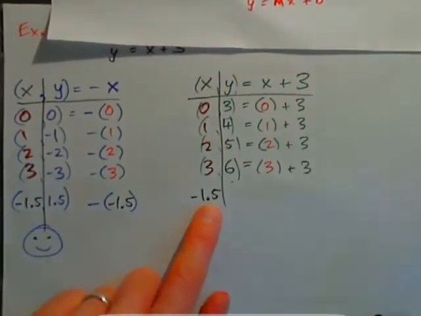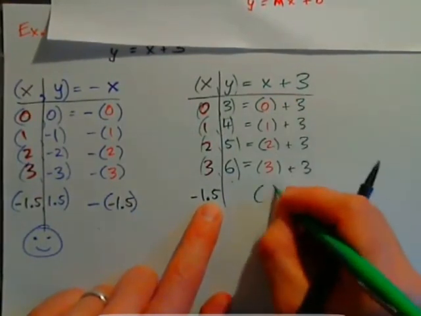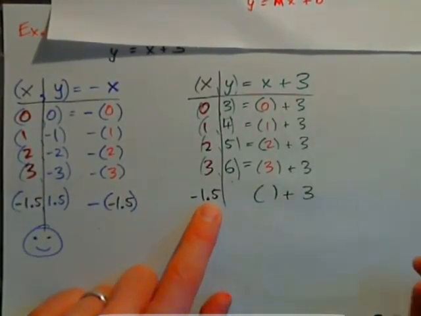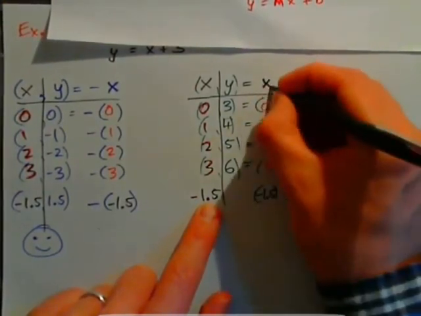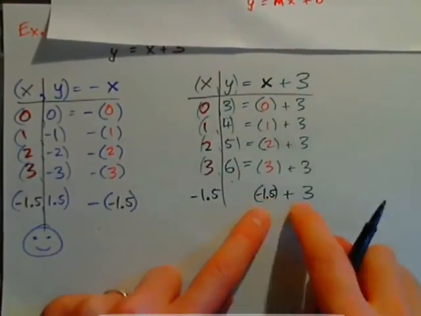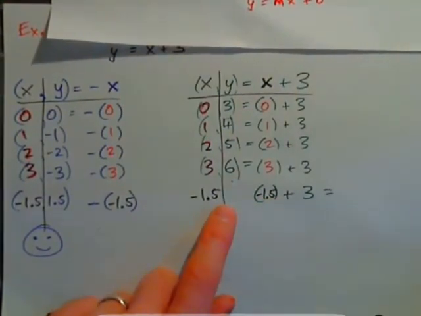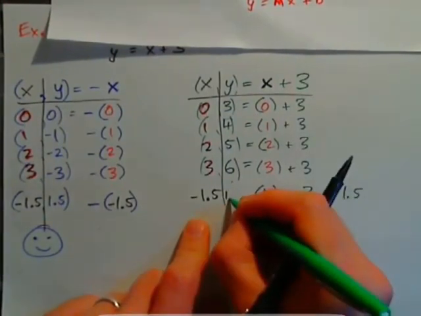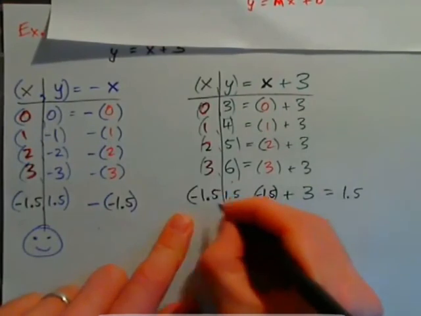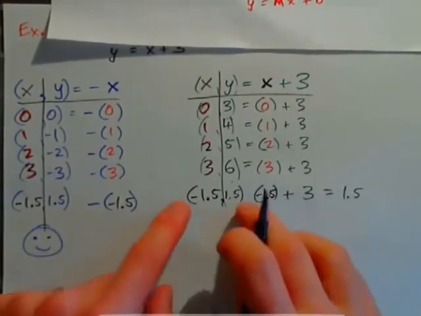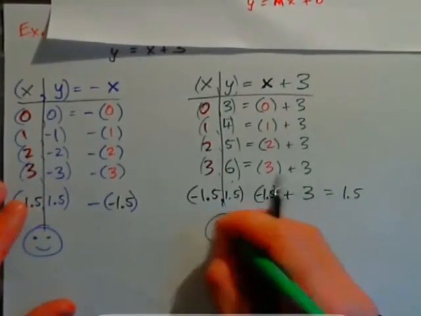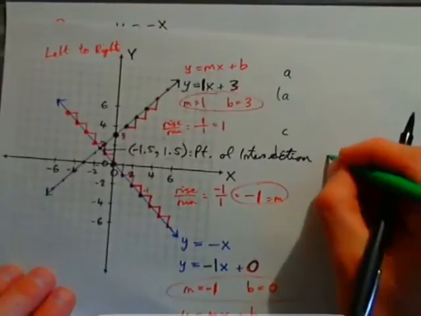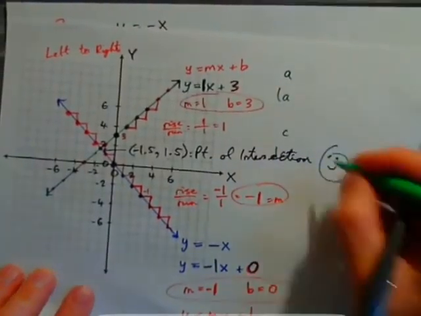If I check negative 1.5 in this one, the output is the input plus 3. So I put in negative 1.5 for x. See that? And I calculate negative 1.5 plus 3. What does that give you? Write it down. Gives you 1.5, doesn't it? So I've got it again. So the point of intersection, negative 1.5, 1.5, is in this line, and it is in this line. So it checks out in both. So the point of intersection is indeed correct. And so put a smiley face there because that is correct. Okay?